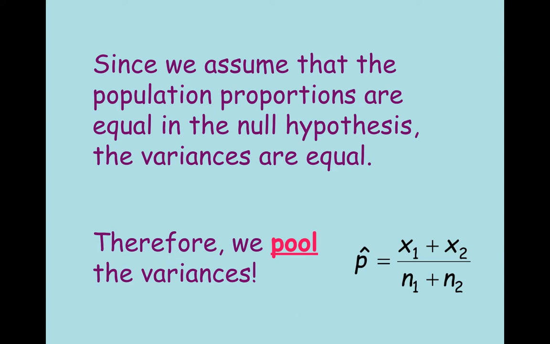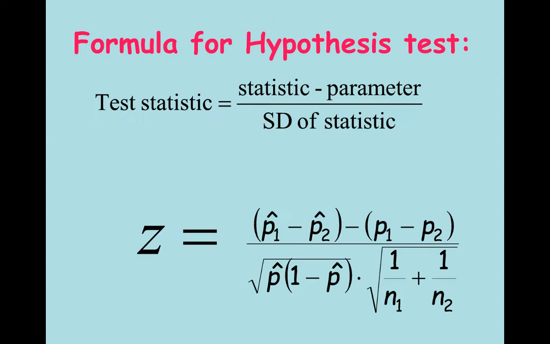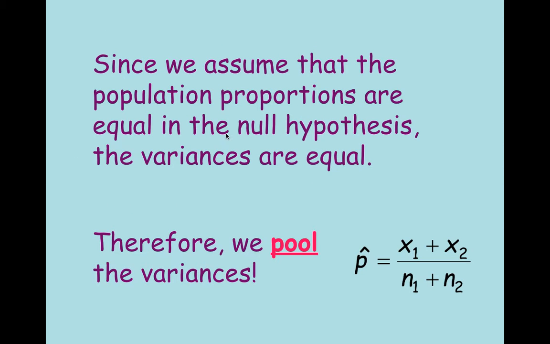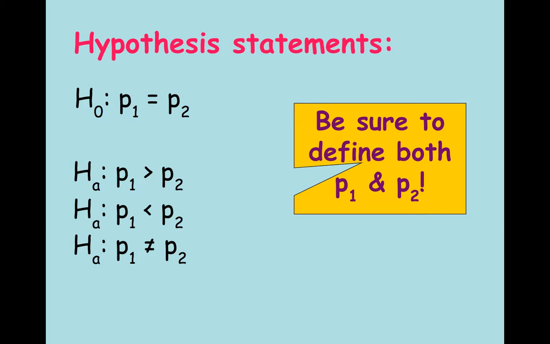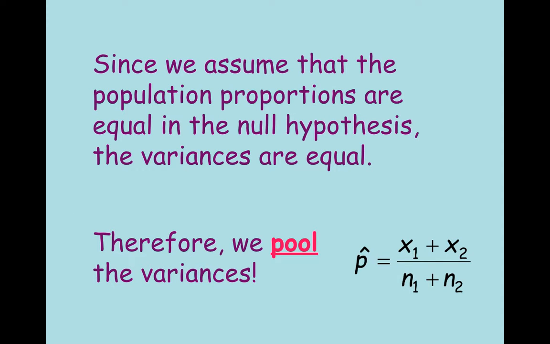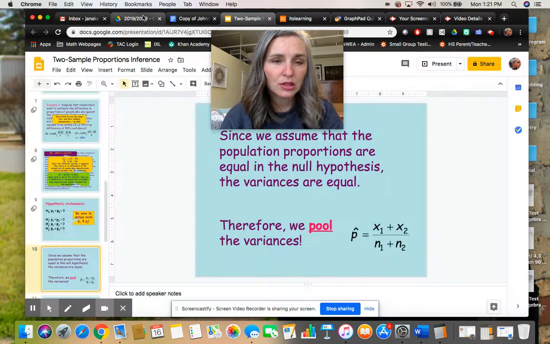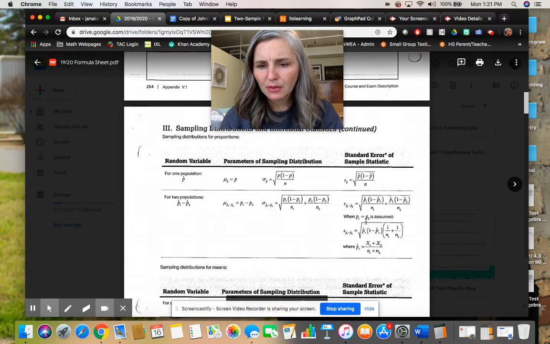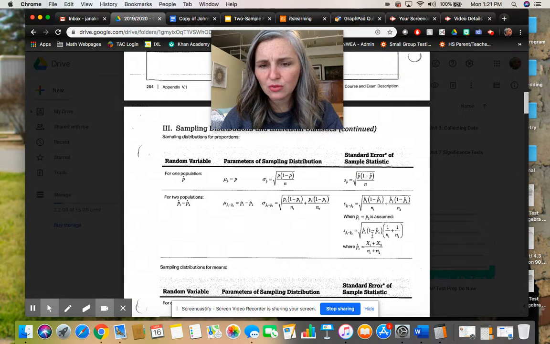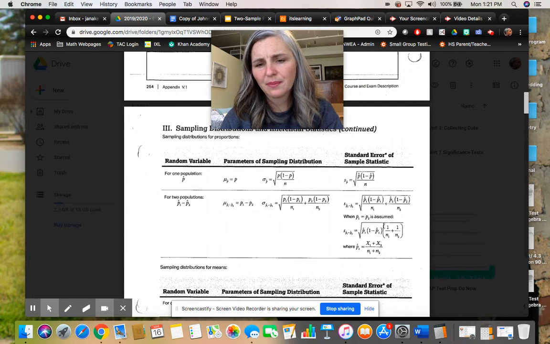Now, if our population proportions are equal in the null hypothesis, we can do what's called pool for our variance, and that's what I was showing you on the formula sheet. Let me show you one more time. Here we go. When P1 is equal to P2 is assumed, we can find our standard error this way, okay?